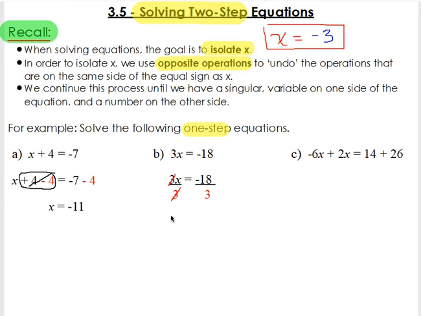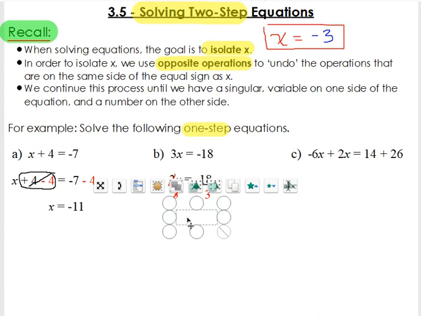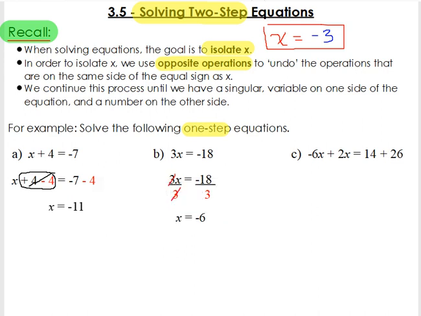Where's my calculator? Oh, here it is. Negative 18 divided by 3. Plug it in. You got negative 6. Okay, good. Negative 6. Lovely. And that's the end.